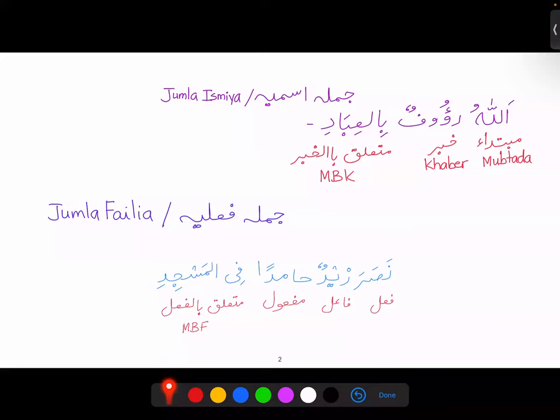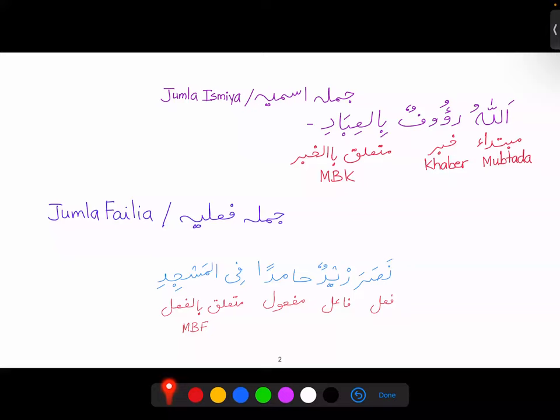So if we remind ourselves about Jumla Ismiya, we need a Mubtada, right? We need a Khabar, and we need Mutalliq bil Khabar, MBK. So these are the three ingredients we need for Jumla Ismiya. Same is the case with Jumla Failure. We need some ingredients to make a complete Jumla Failure.